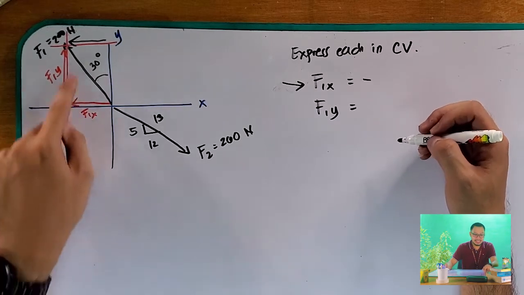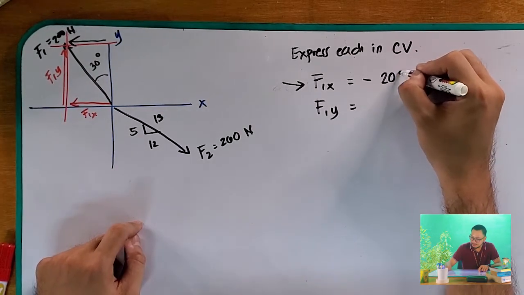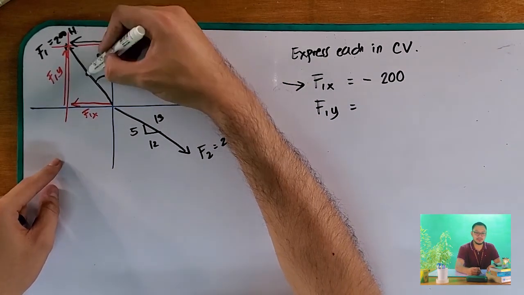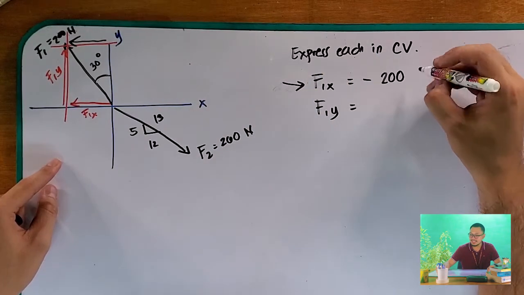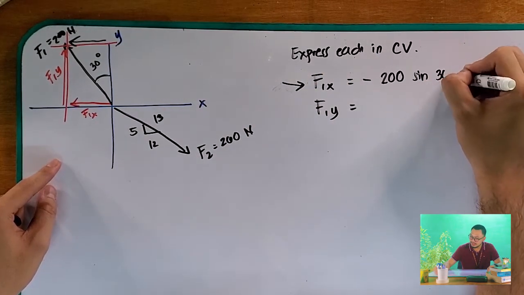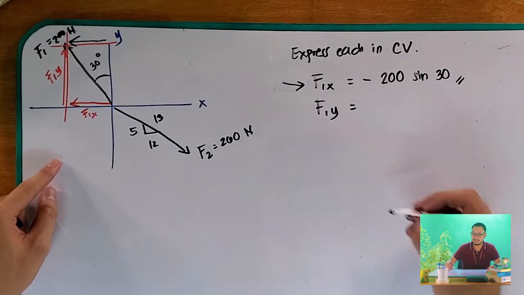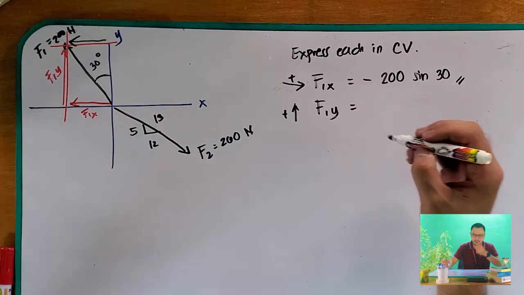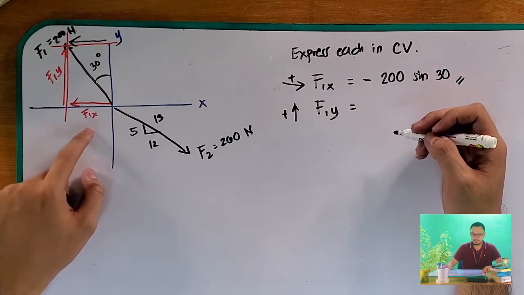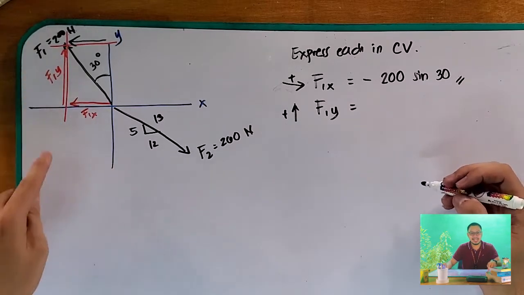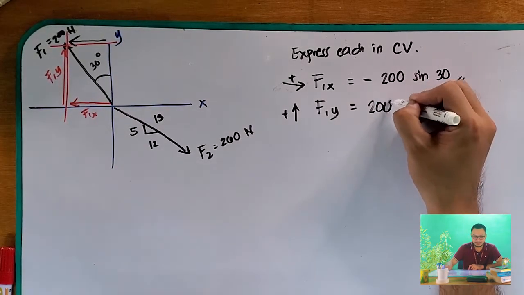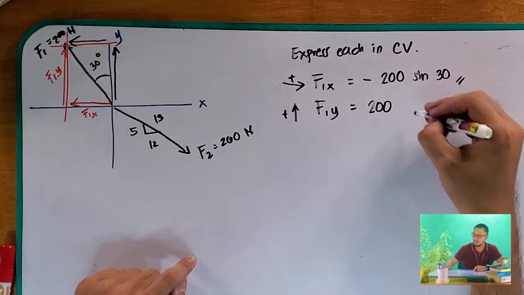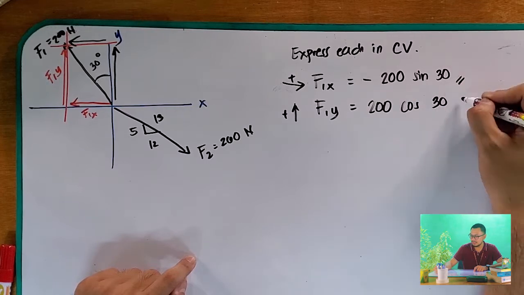Hypotenuse of 200. Unya, kibaw man ta nga this is opposite over hypotenuse. So, this is sine of 30 degrees. So, diretso na. Diretso na lang kuha kay kasabot na mo ana. And for your F1y, you have positive ta kay going up 200 and this is your F1y as well, so adjacent over hypotenuse, cosine of 30 degrees.